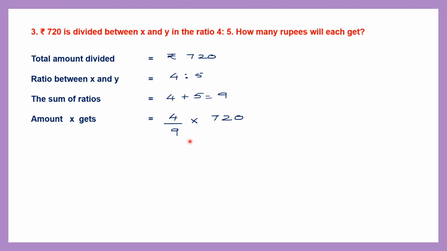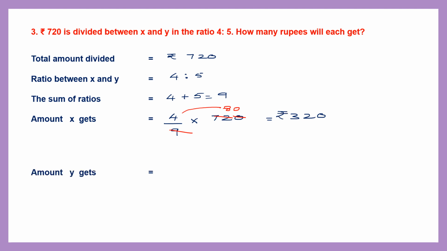So again, 4 is the first part divided by the sum of the ratios into the amount 720. Now cancel. 9 8s are 72. So 9 80s are 720. Now multiply these two. 4 8s are 32. Add the 0. So x gets 320 rupees.